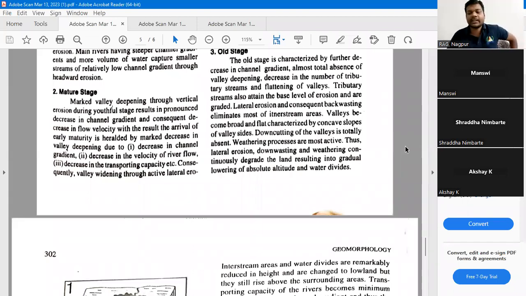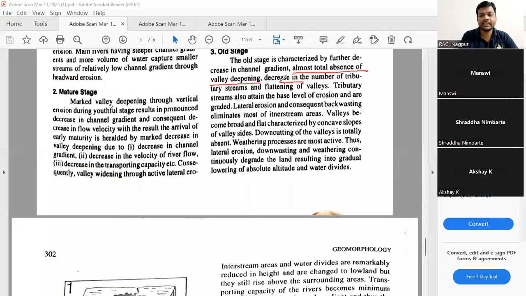Now here there are many tributaries which come. Many tributaries have attained their base level of erosion. Even the stream itself has reached this base level of erosion, right? So there is almost an absence of valley deepening, a decrease in the number of tributary streams, and flattening of valleys. The valley will become flat, or basically it tries to become a featureless plain. That is the concept of peneplain.